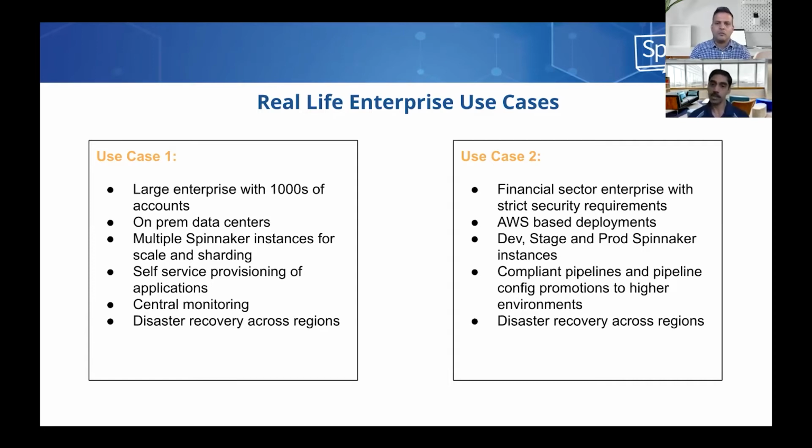The other interesting one is a financial sector enterprise that has very strict compliance requirements. They have dev, stage, and prod Spinnaker instances. Any changes they make need to be tracked, and the changes that happen to prod all have to go through a process with no manual intervention except for approvals. By configuring that system with the Git process, we were able to achieve full compliance, including the secrets management. Using the same process, we have also set up disaster recovery across regions.